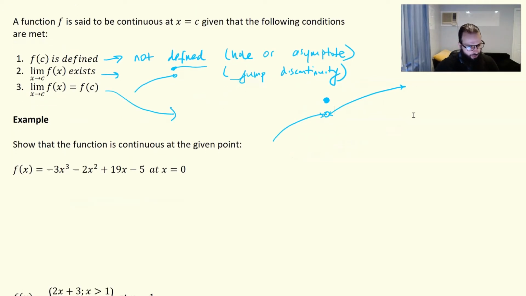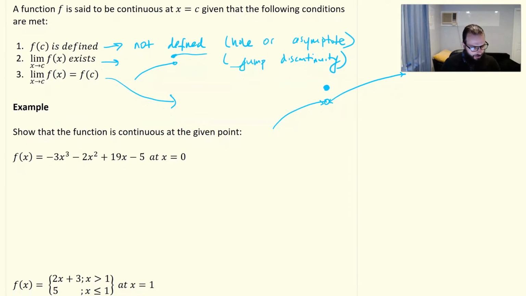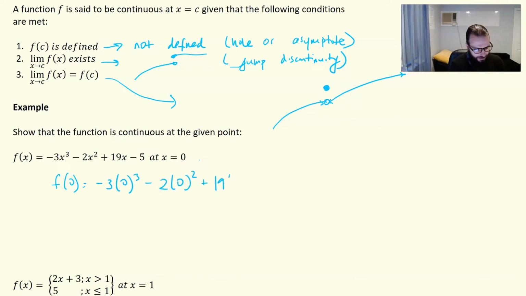The first example, show that the function is continuous at the given point. f of x is negative 3x cubed minus 2x squared plus 19x minus 5, and we're doing this at x equals 0. So this is really straightforward. You should immediately recognize that this function is continuous. But if we just do the f of 0 here, we're going to get negative 3 times 0 cubed minus 2 times 0 squared plus 19 times 0 minus 5, and we're going to get negative 5.